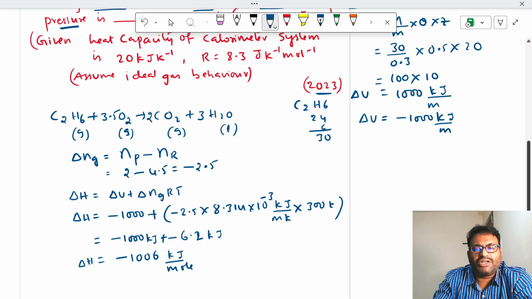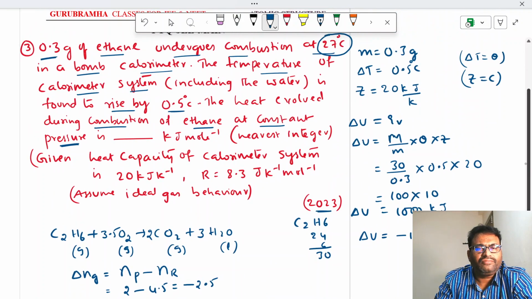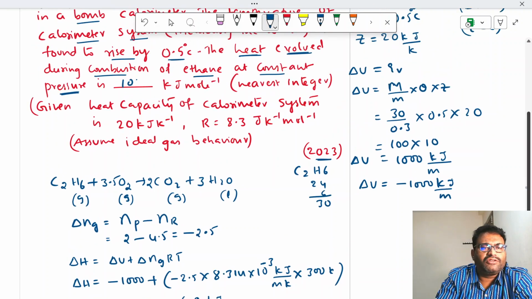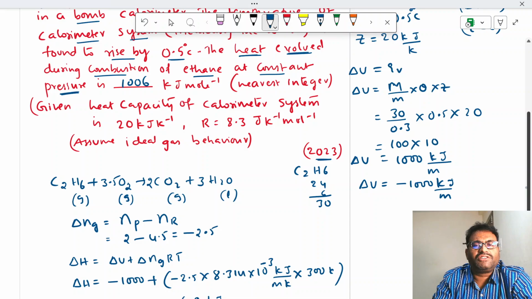So what is the question asked? The heat evolved. Already it mentions that heat is evolved. Evolved already represents minus. Minus represents that heat is evolved. How much heat is evolved? 1006 kilojoule per mole of heat is evolved.